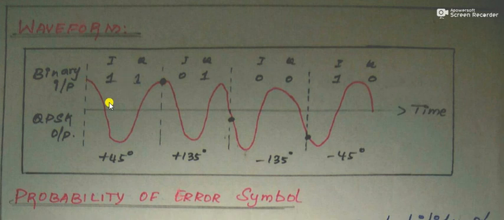This is the QPSK modulation. If both are 1 1, it is a 45 degree phase shift, and this is the signal point representation. If it is 0 1, it is 135 degree, positive. Again, if it is 0 0, it is minus 135 degree. If it is 1 0, it is minus 45 degree. So this is the representation of the signaling points, this is minus 135 degree and this is minus 45 degree.